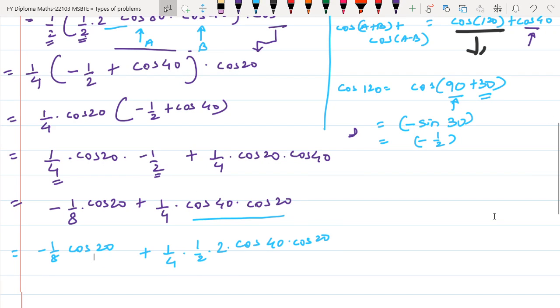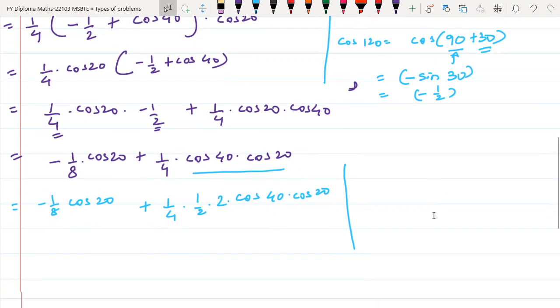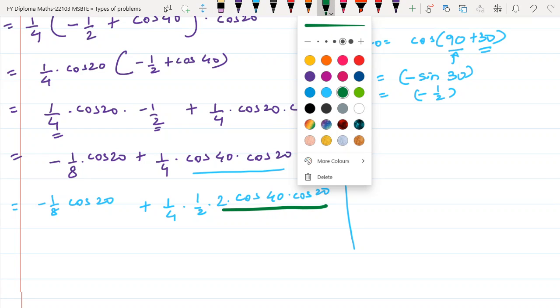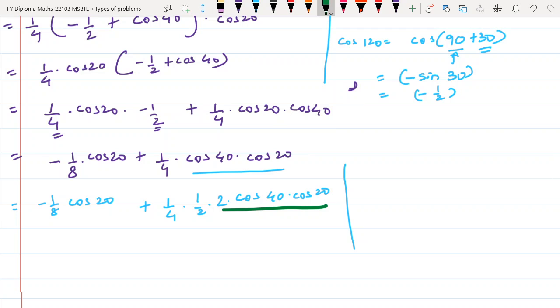Alright, so far we are good. I'm going to draw something on the right side so that we can work this out. So now we are going to solve for this piece. This piece looks like the one I told you, 2 cos A cos B, the same formula I'm going to apply, where A will become 40 and B will become 20.